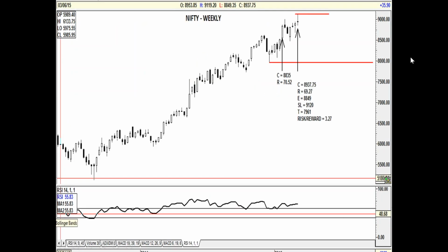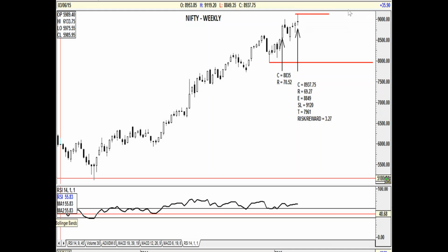Multicollinearity. Please revise it again. So this is Nifty weekly. The close is 8835. Here the close is 8937.75. 1, 2, 3, 4, 5 bars. Risk is 69.27. Entry is at 8849. Stop loss is 9120. Target is 7961. And risk reward is 3.27.